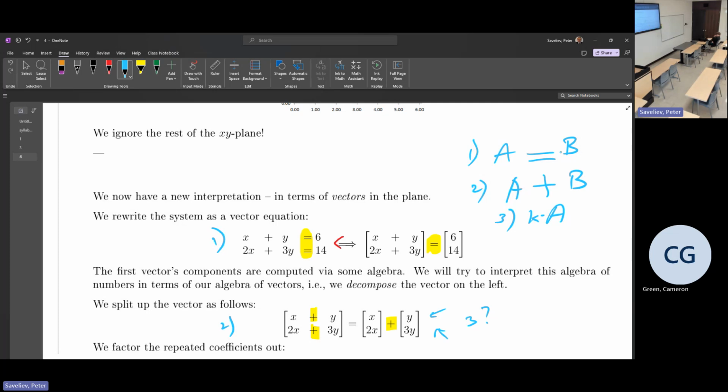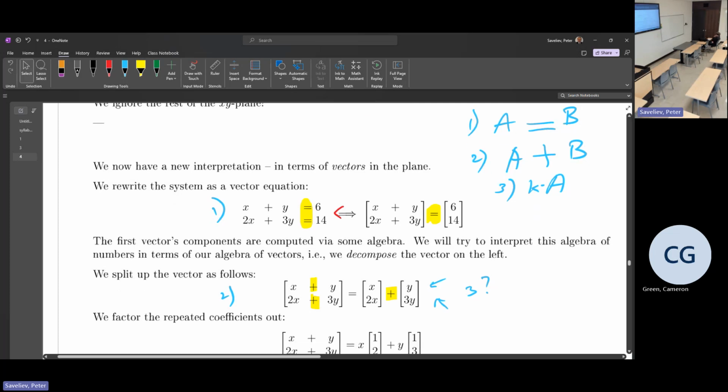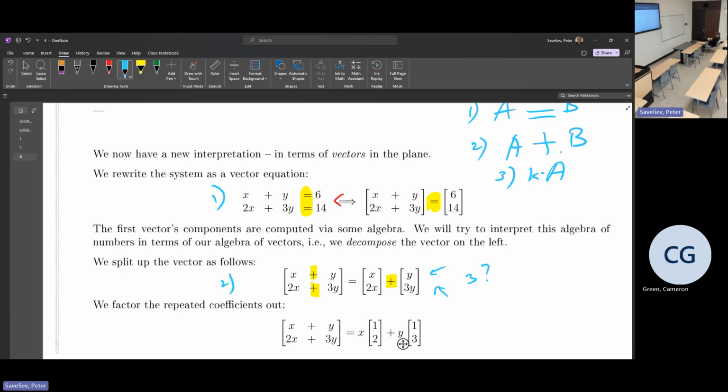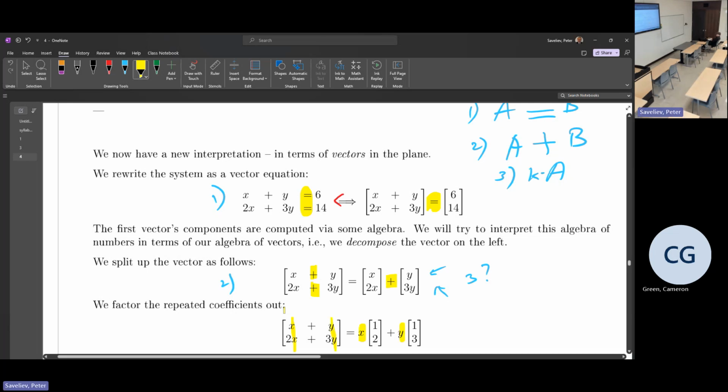How do we multiply a vector by a scalar? We multiply each component by that. So if X is present twice, it means that I can factor it out, like this. It is X multiplied by 1, 2. Here X is present twice, right here, so I just factor it out. And Y is present twice, I factor it out. So that's scalar multiplication once again. That's stage 3 of our conversion.